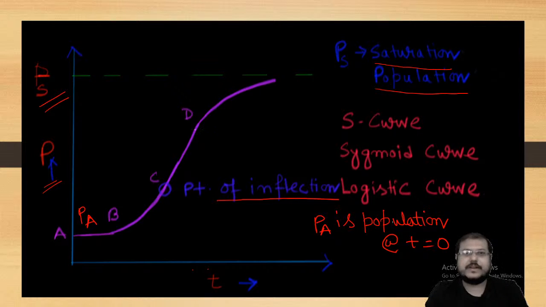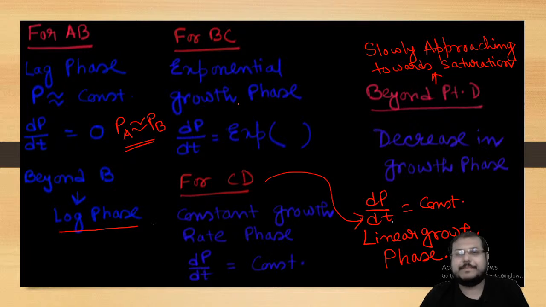Then at point C, this is a straight line, the linear growth phase, a straight line segment. And this is the decreasing growth phase. So at point C, they will realize that if they keep on increasing their number at this rate, very quickly they will face the survival of the fittest. So they will check their growth rate. They will go for a constant growth rate, so dP/dt will be constant and a linear growth phase will be observed.